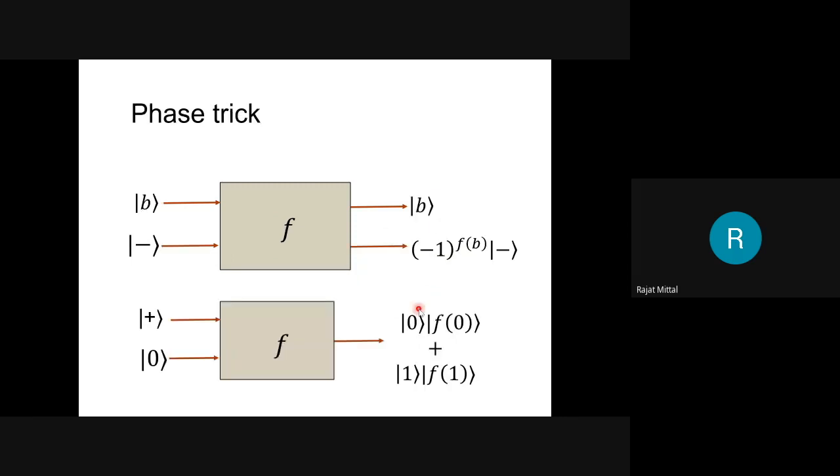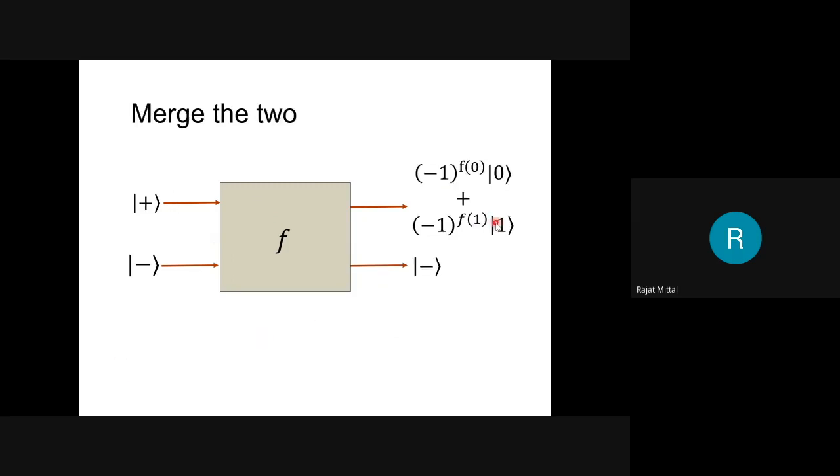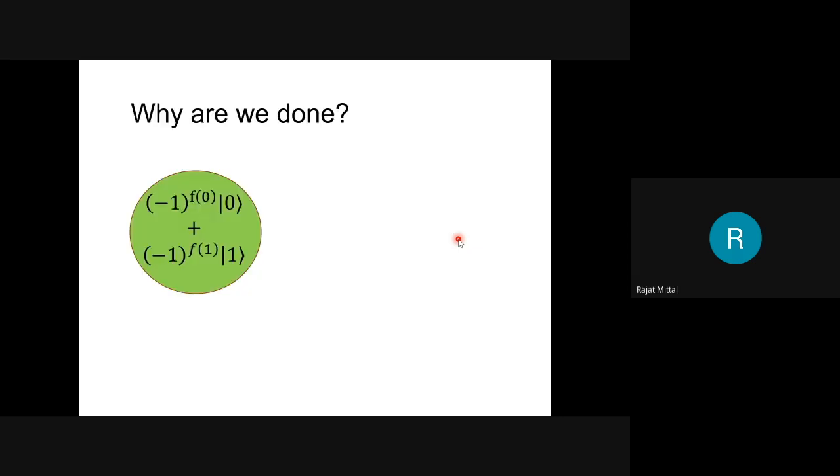So I was supposed to get this, but since this is minus now, I am applying the phase trick. I get -1 to the power F0, -1 to the power F1. And my claim is we are done. And you might ask why. So let's see. This is the state which we have gotten.